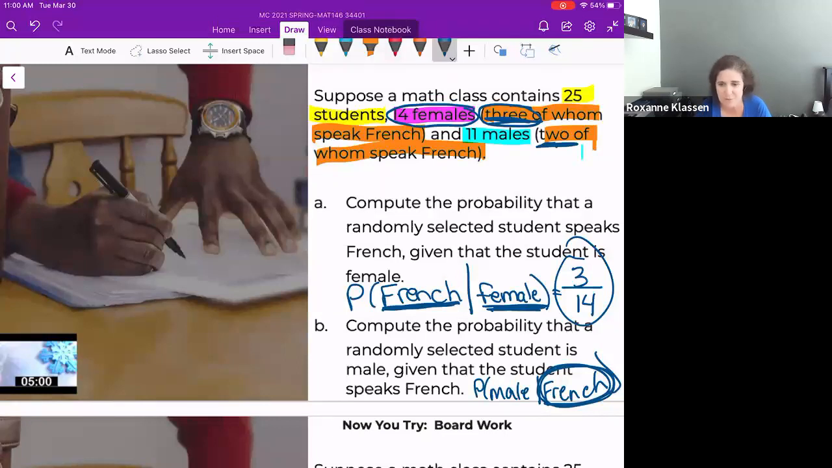So some people got it right. I know V got it right. Brady got it right. And I think Brady's was written very nicely. Do you see Brady's there? Probability male given French equals 2/5, which is 0.4 or 40%.